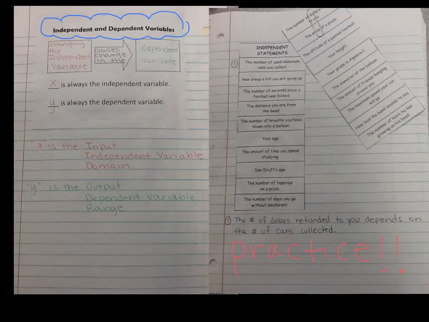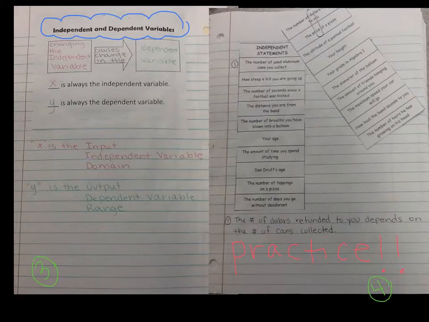So what you're looking at now would be, if you turned the page, page 3 and page 4 of your interactive notebook. The first thing that we did is that we took some notes and we reviewed the definition of the independent and dependent variable and then some of the different vocabulary terms that are associated with X and Y.